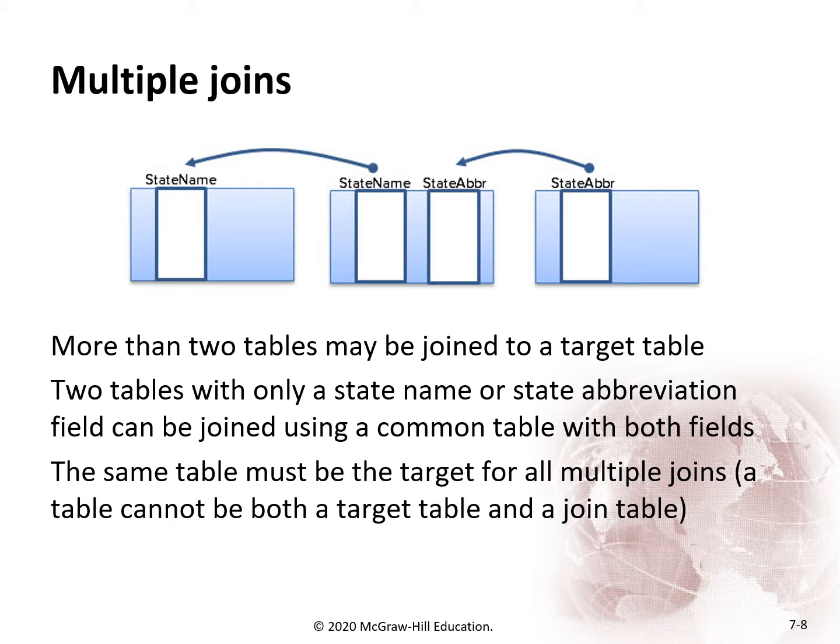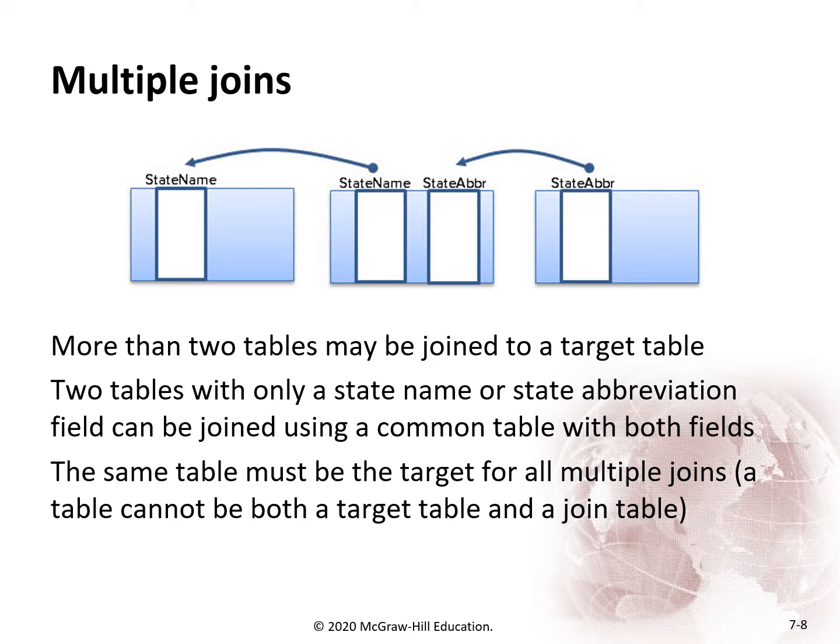Multiple joins: more than two tables may be joined to a target table. Two tables with only a state name or state abbreviation field can be joined using a common table. With both fields, the same table must be the target for all multiple joins. A table cannot be both a target table and a join table. Alright, so what does that mean?